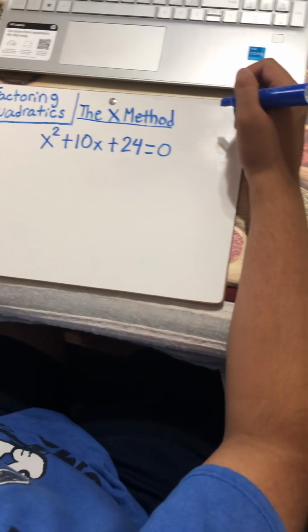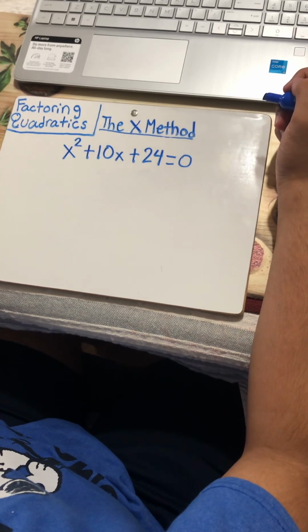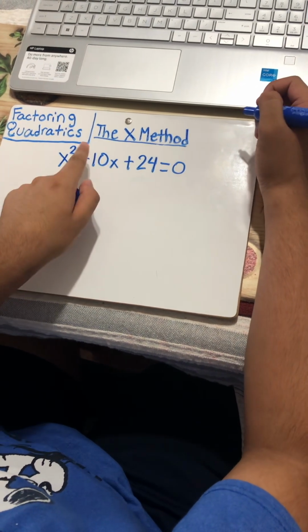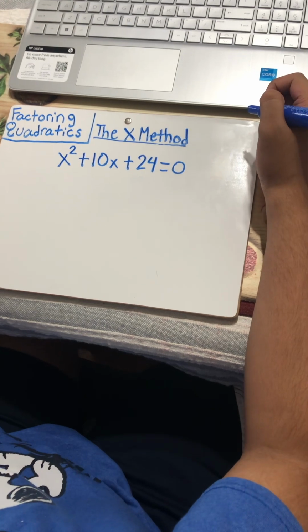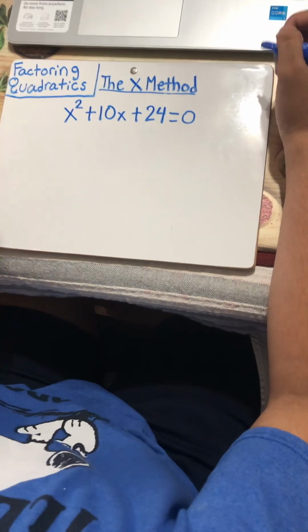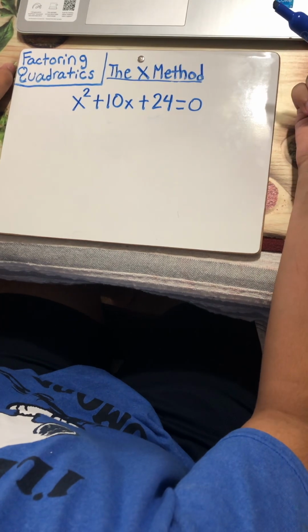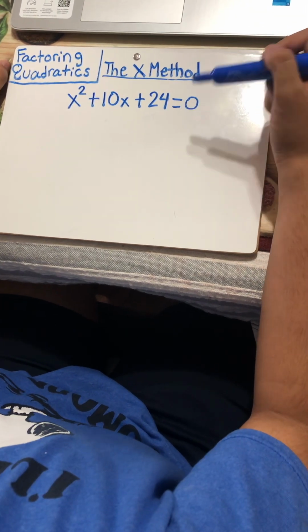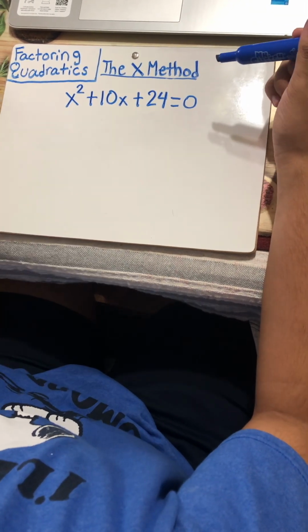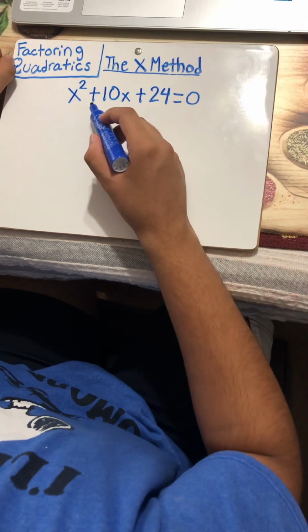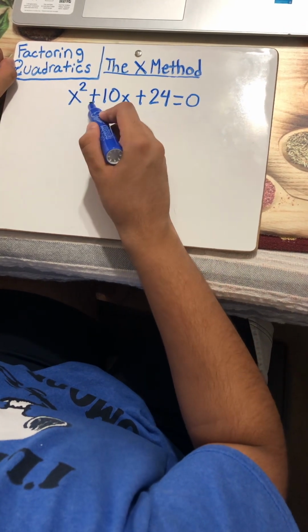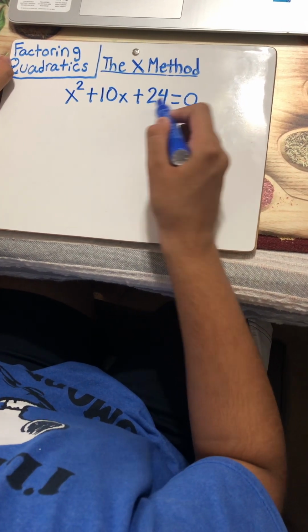Hello, today I'm going to teach how to factor quadratic equations. There are two main ways to factor these equations. One way is the x method, and another way is using the quadratic formula. In this episode, I'll be using the x method to solve this equation. Our quadratic equation today reads x squared plus 10x plus 24 equals 0.